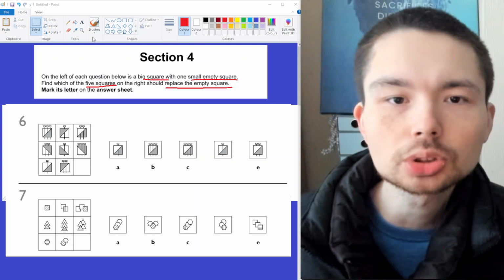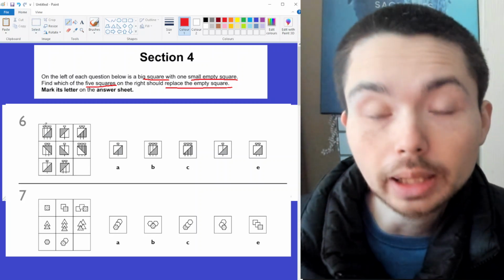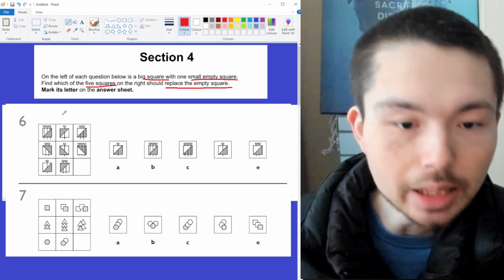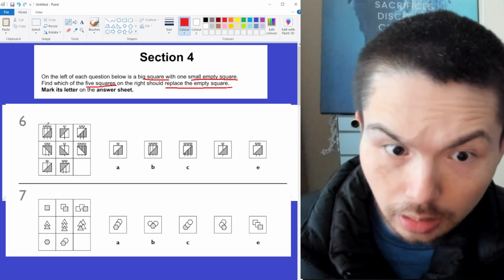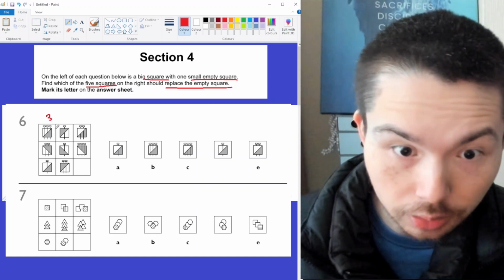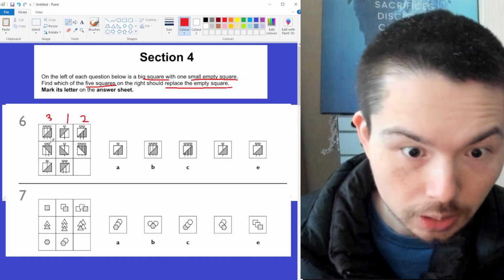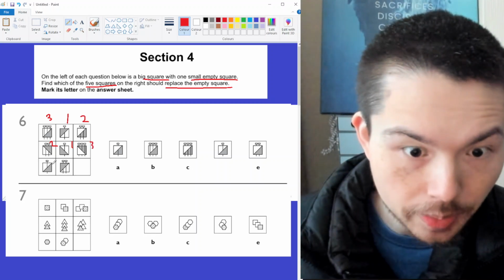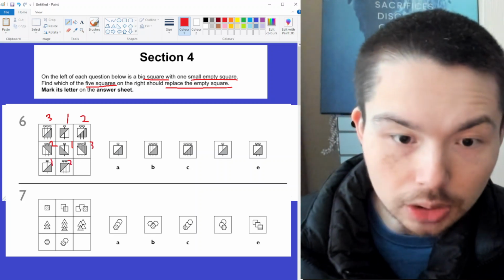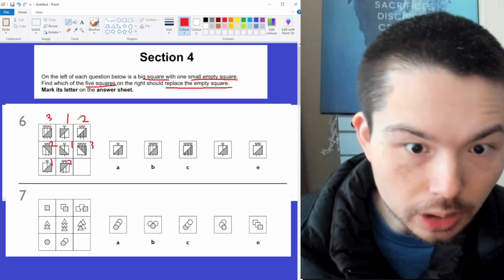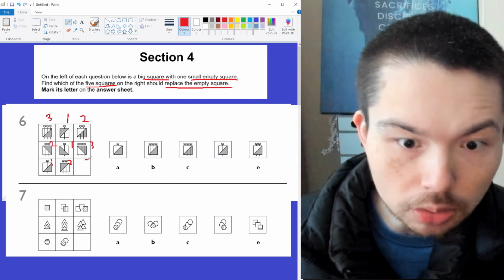Question 6. It just looks so weird, but we must look at a feature that's easy to look at. In my opinion, it's the 3 on top. 3, 1, 2. 2, 1, 3. Look at the numbers. It's just 3 of each. 1, 2, 3 all the time. So it's got to be 3.